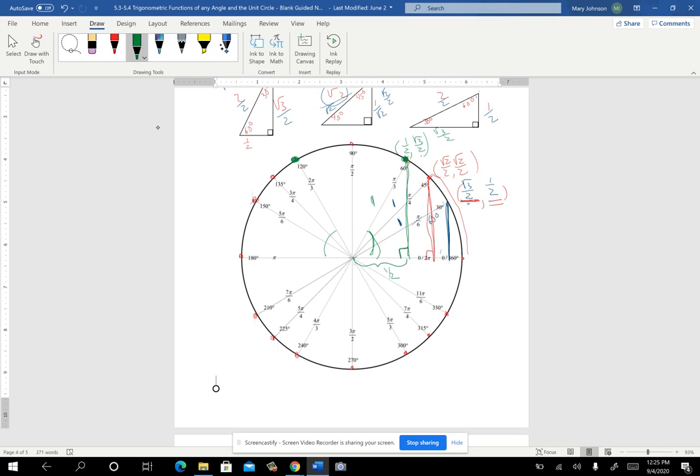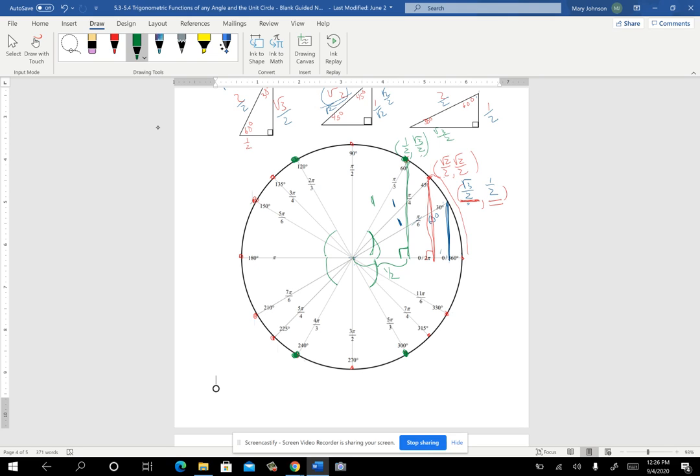All right, and then here's another one that would have the same reference angle, because here's the reference angle that would be 60. Here's another one that would have a reference angle of 60. So those 4 that I did in green right there are going to all have the same number parts for sine and cosine, because all 4 of those have the same reference angle. They would all have a reference angle of 60 degrees.